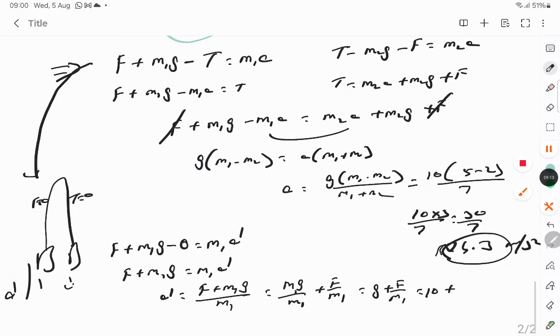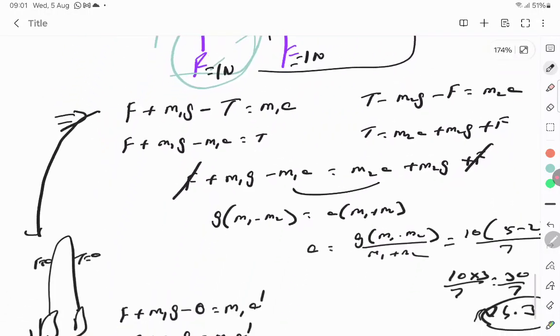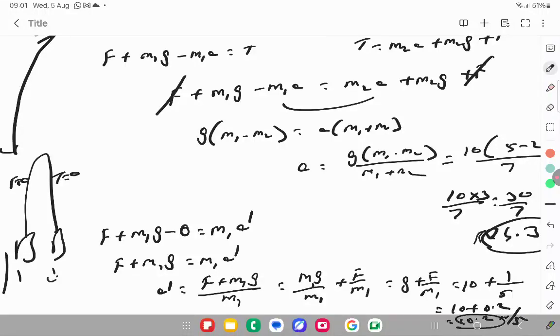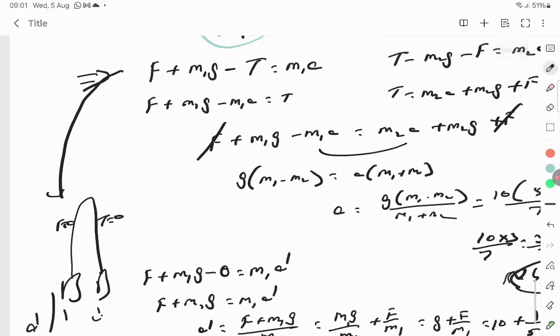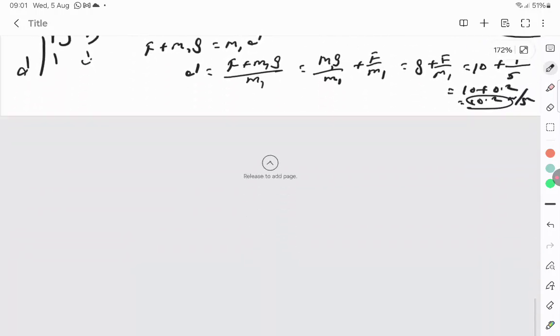So here I can substitute. So it is 1 by M1. What is M1? M1 is 5. So it's 10 plus 0.2. So 10.2 meter per second square. It's the new acceleration with which this mass M1 is flying away, I mean when the tension is cut. So let's go to the next question.